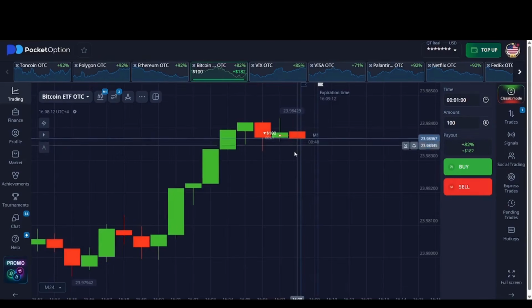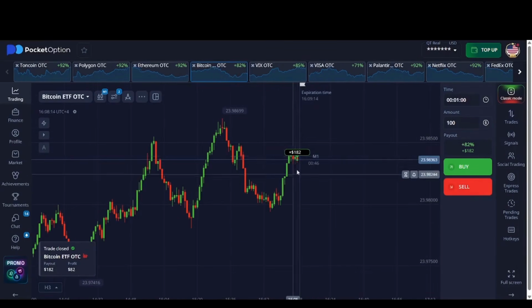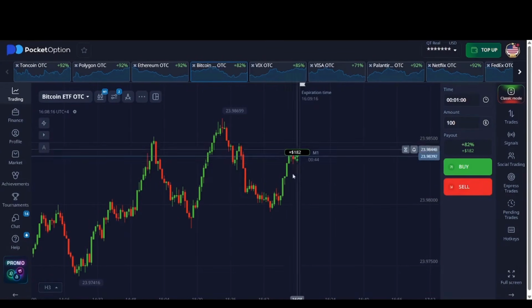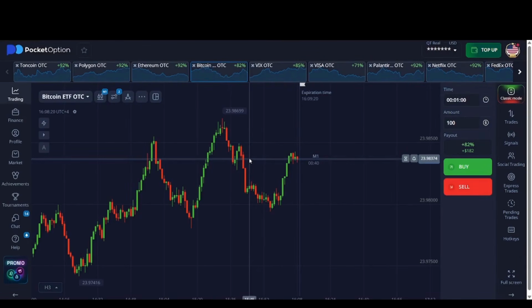Only a few seconds are left now, and we won the trade. Okay, so we won this trade. This is how the engulfing method works, and this is how you can take a trade using this method.